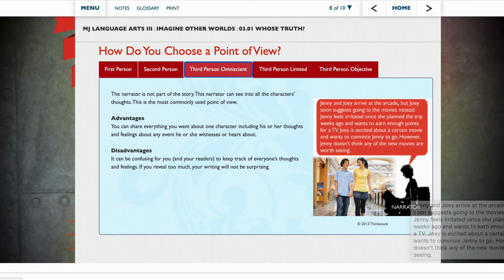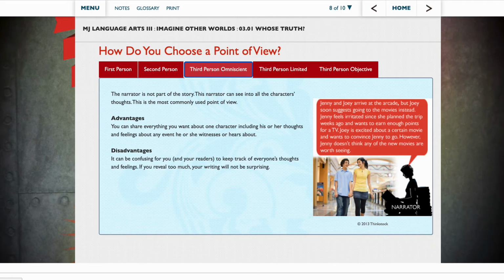Jenny and Joey arrive at the arcade, but Joey soon suggests going to the movies instead. Jenny feels irritated since she planned the trip weeks ago and wants to earn enough points for a TV. Joey's excited about a certain movie and wants to convince Jenny to go. However, Jenny doesn't think any of the new movies are worth seeing.